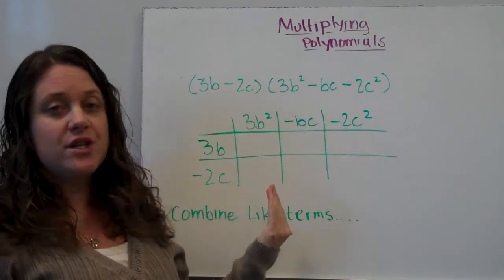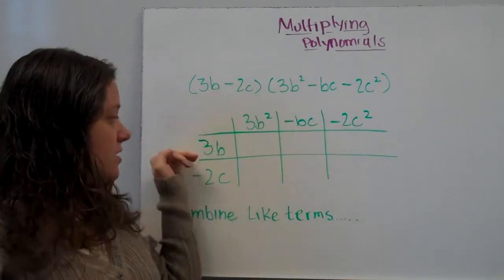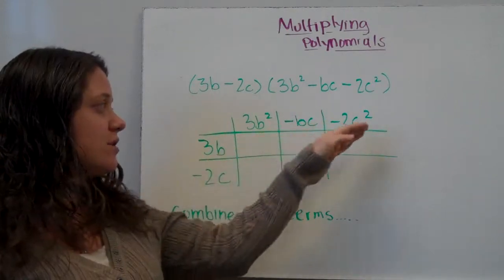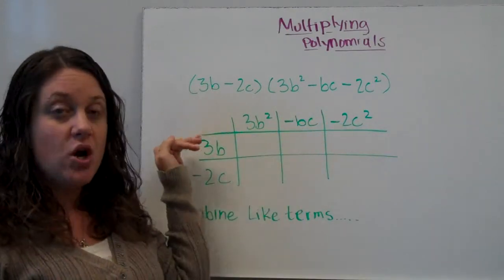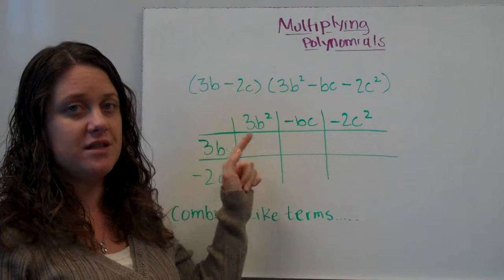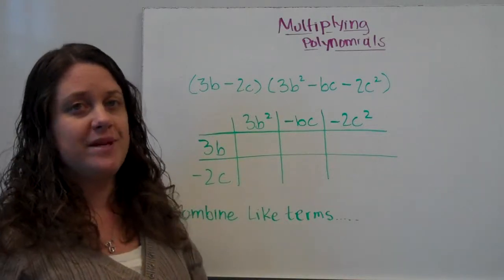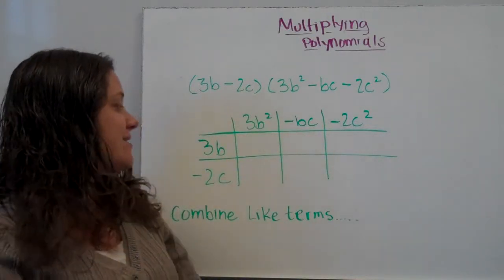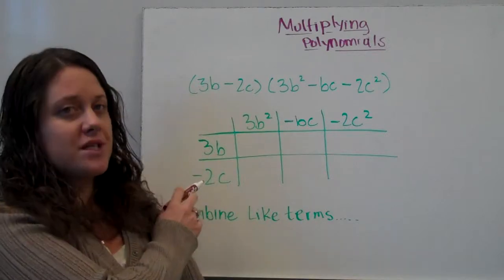So one way you can do it is to make a chart like this, and you can put the 2 terms down here and the 3 terms across. It doesn't really matter. You could also put the 3 terms down here and the 2 across. And you just multiply each one and fill in each box. Okay, so for example, don't forget to also multiply the coefficient.